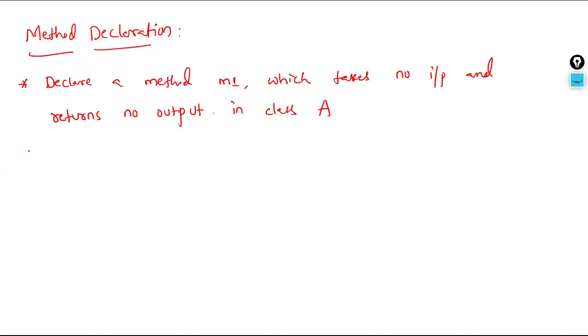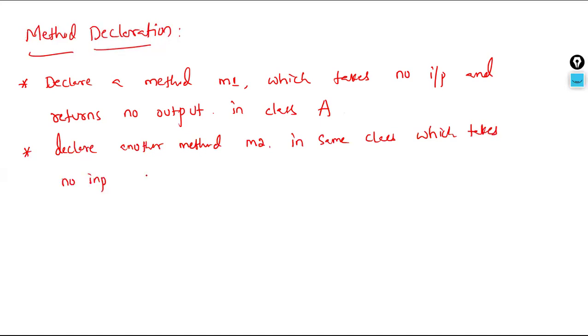So at the same time, let me add one more to tell you some internal points. Declare another method, say method m2 in the same class, which takes no input and returns an integer value. This is the requirement.